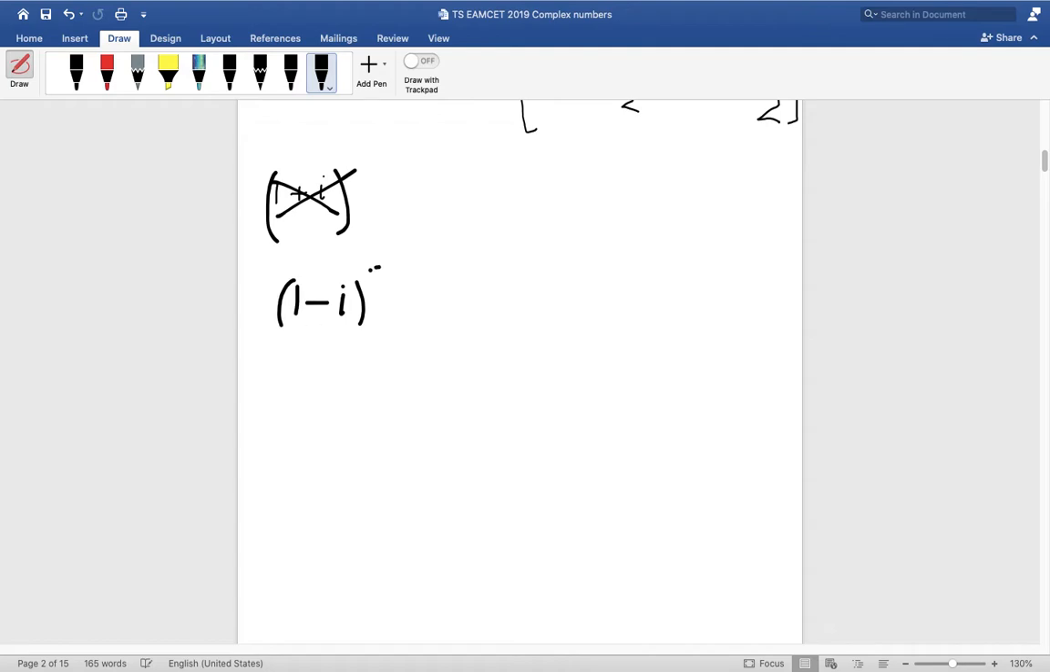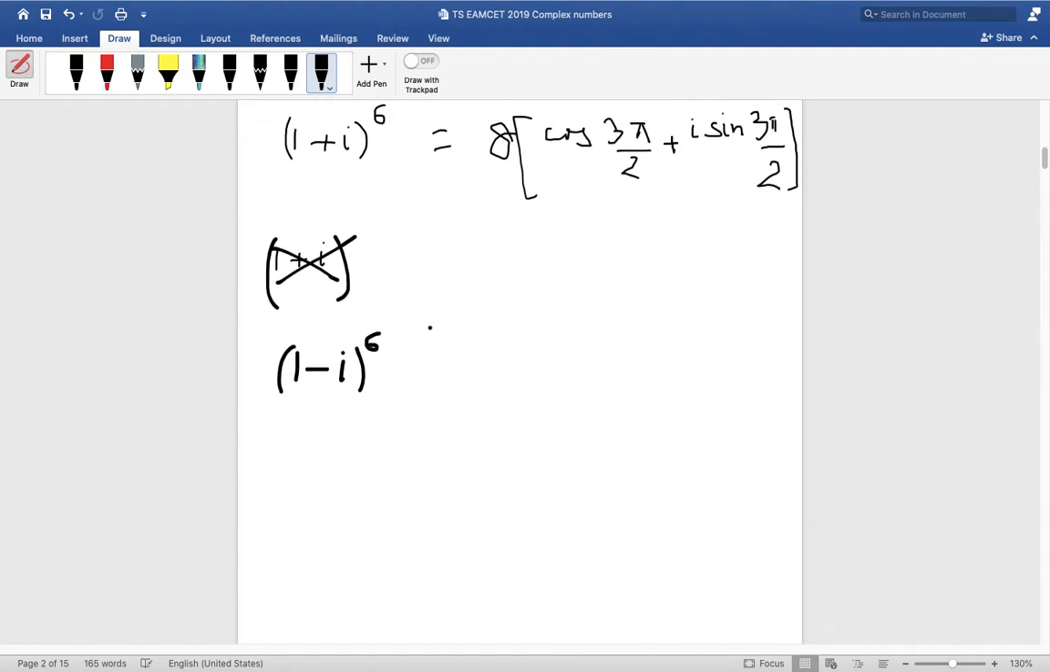So now (1 minus i) raised to the power 6 is equal to what I have done above. It will be just the same, cos 3 pi by 2 minus i sine 3 pi by 2.